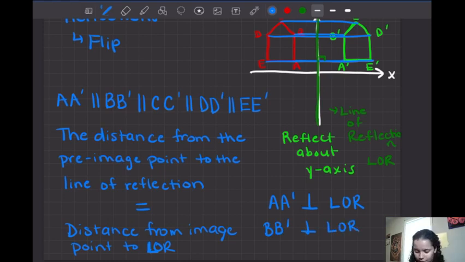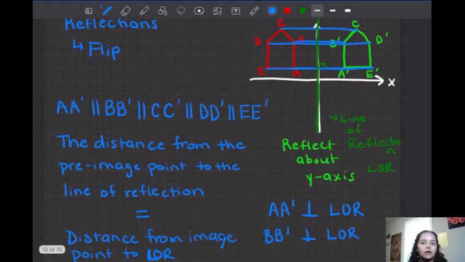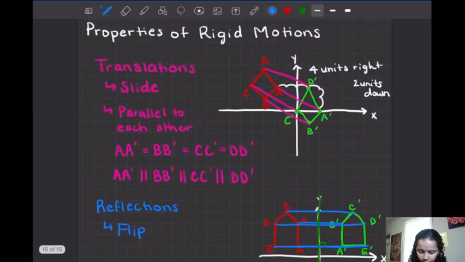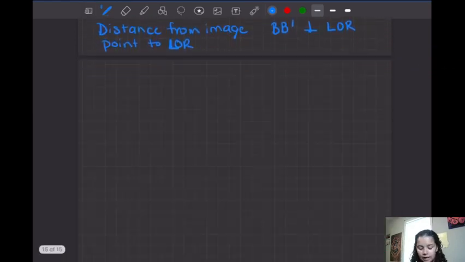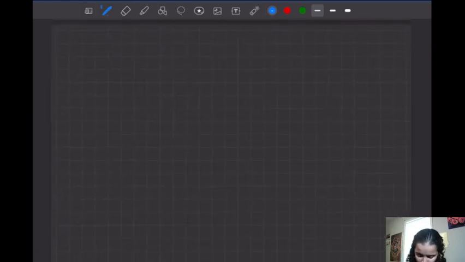So I'm not going to write all that down, but y'all get it. So these are the 3 important properties that occur when you look at the relationship between the pre-image point and the image point for reflections. And here's for translations. And last but never least, let's go ahead and talk about our rotations, okay?